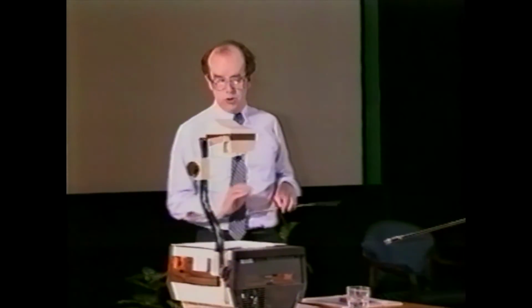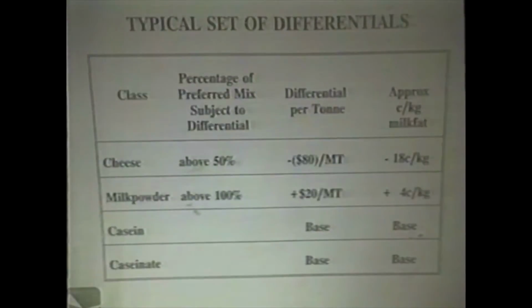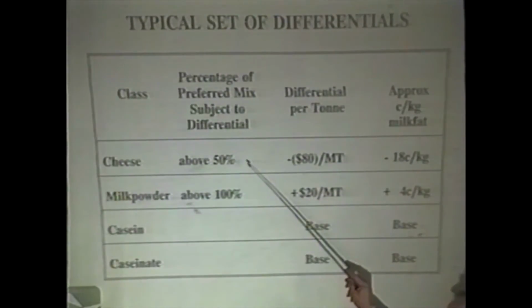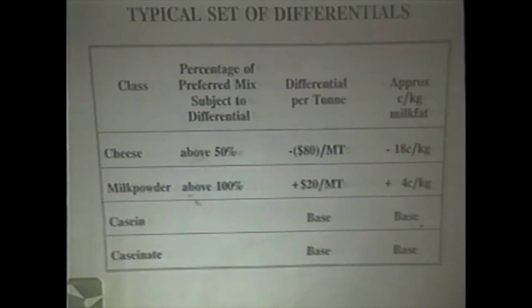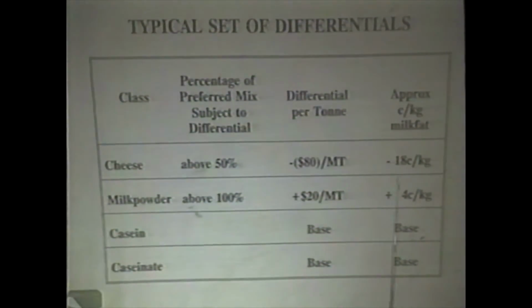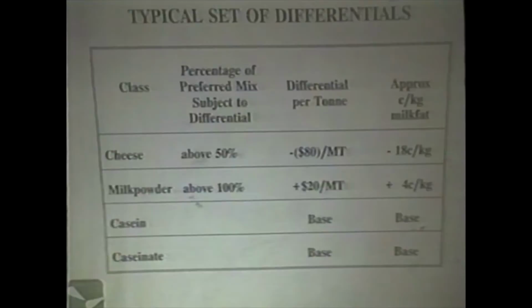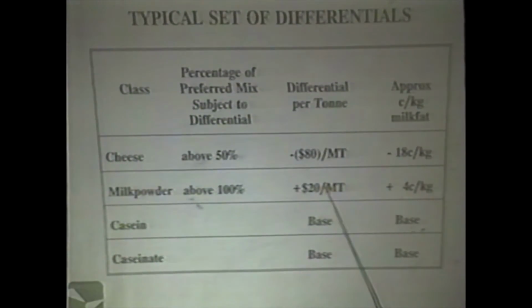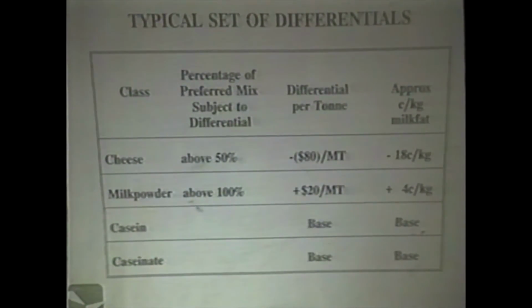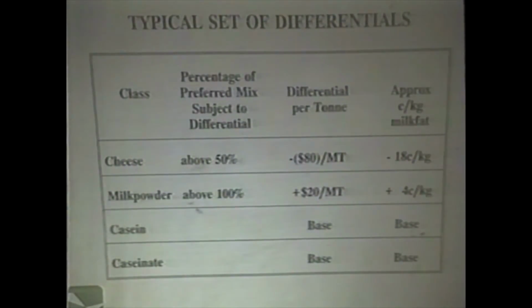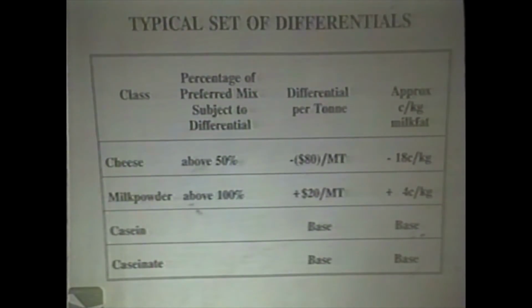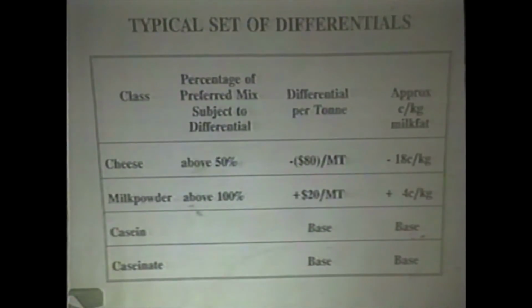The differentials that we advise for each period would look something like this. We'd say we'd take half of that square curve cheese at the standard price. Every tonne above that, we would impose a penalty of $80 a tonne, or about 18 cents a kg fat. Milk powder will reward any increase in milk powder, any extent to which they can move milk into powder, by $20 a tonne.